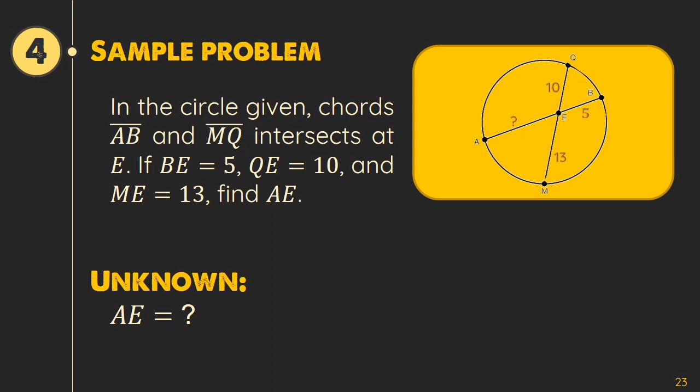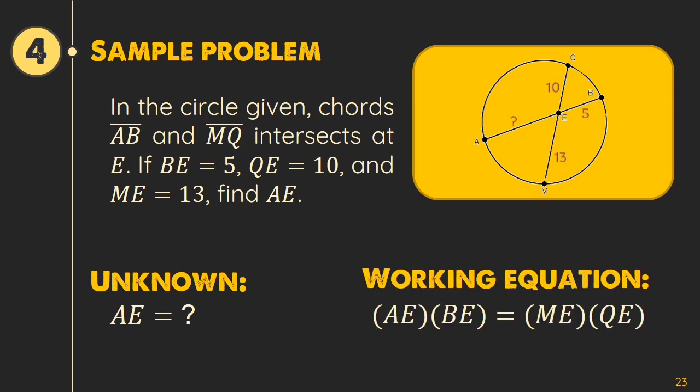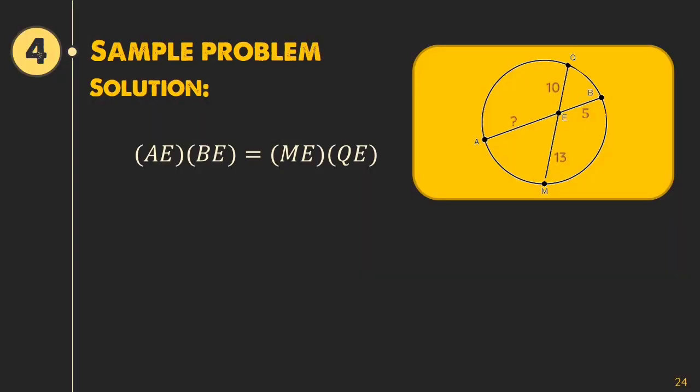The length of each segment composing the two chords are given. So solving for AE, we will be using the working equation AE times BE is equal to ME times QE. Substituting the given values, we have AE times 5 is equal to 13 times 10. Simplifying the left side of the equation and solving for AE, we will have 5 times AE is equal to 130, giving us AE is equal to 26. Therefore, the length of segment AE is equal to 26 units.